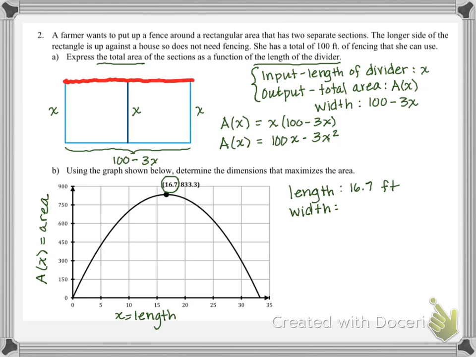Sorry. Oh, no, you're fine. We just look at our list and we find the word width and say, okay, this tells me to do 100 minus 3 times 16.7. And I think that's 49.9, but you might want to double check that I did that right.